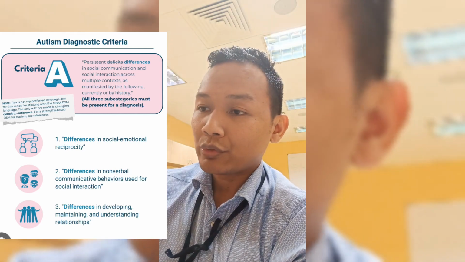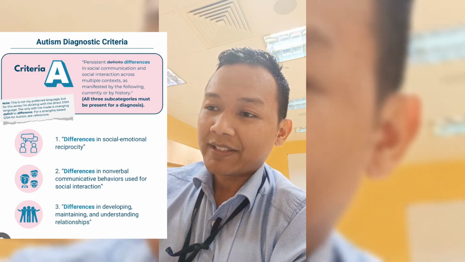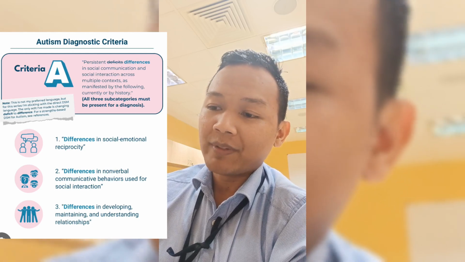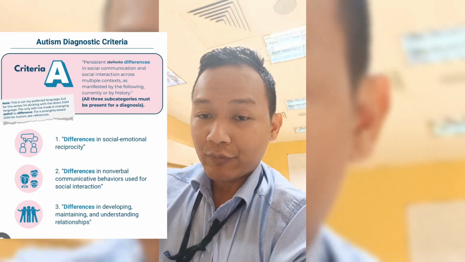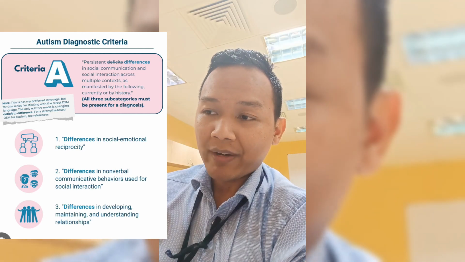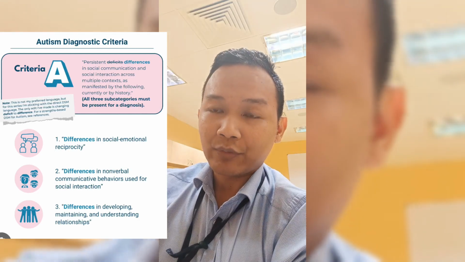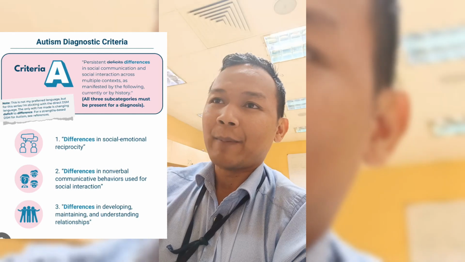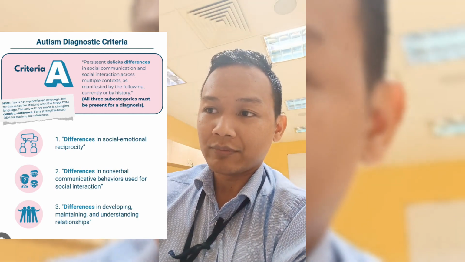So if we go through the first domain, the social communication interaction problem, the first criterion is difficulty in social emotional reciprocity, which in simpler terms is trouble with back and forth conversation. So it's very difficult for parents and the child to have a meaningful conversation, and very difficult for the parent or other people to engage with the child. You need to call them many times. When you ask them something, they don't reply. So there is no back and forth conversation.